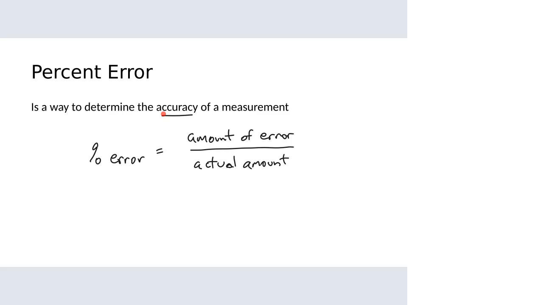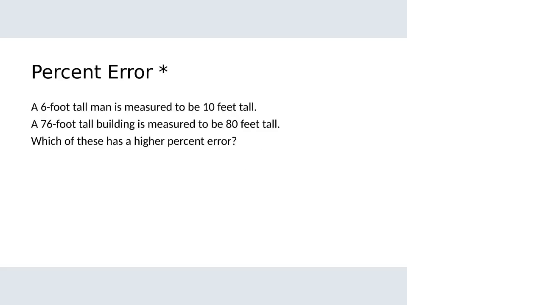On the next page, we're going to look at a question that comes up, and I'm going to do the first one and then have you do the second one so that you can answer the question. Here's what I mean. A 6-foot tall man is measured to be 10 feet tall. A 76-foot tall building is measured to be 80 feet tall. Which of these has a higher percent error? The man or the building? I'm going to do the man, then I'm going to let you do the building and let you answer the question.